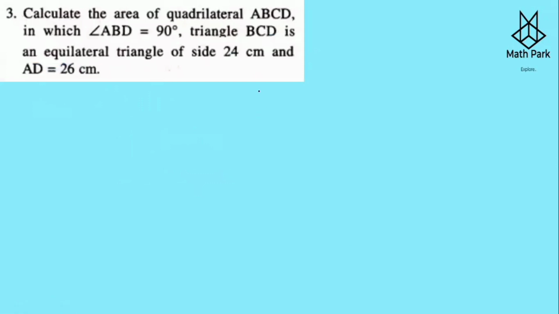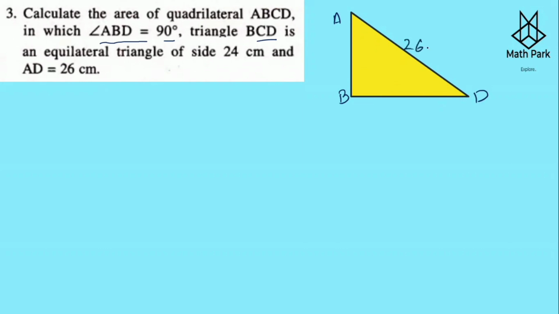Question number 3, calculate the area of quadrilateral ABCD where angle ABD is 90 degree and triangle BCD is equilateral. We know that a diagonal divides the quadrilateral into two triangles. So let us draw a right triangle ABD, where AD is 26 centimeter, and then we have an equilateral triangle BCD. So this is how ABCD is a quadrilateral. In the equilateral triangle BCD, each side is 24 centimeters, and you are asked to find the area.